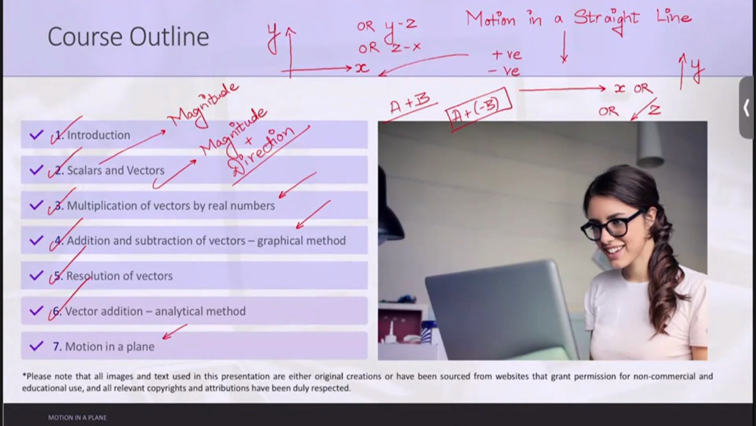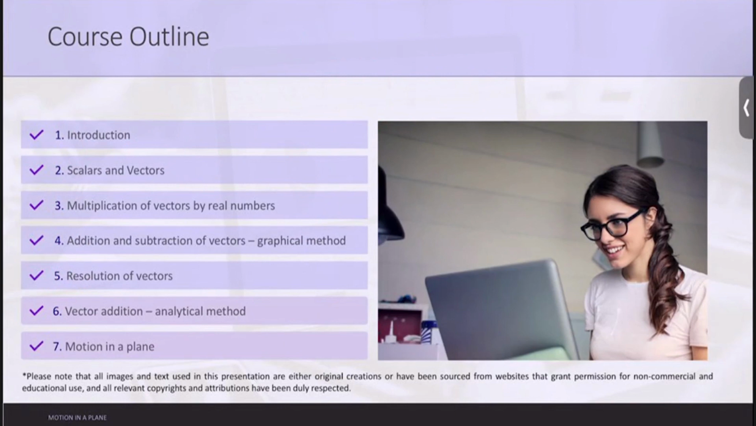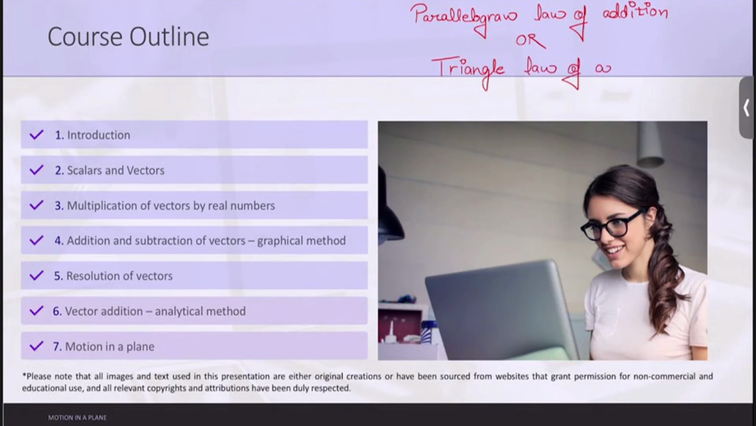We understood that a vector is a quantity which has a magnitude and a direction, and it follows two different rules, the parallelogram law of addition and the triangle law of addition, which is another rule. Okay, so what does the parallelogram law of addition say?